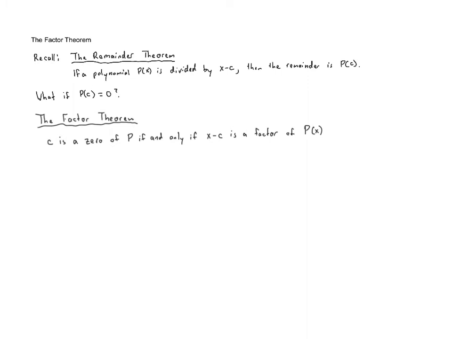This can be very useful for us. If we can find a number that is a 0 of the polynomial, meaning when we plug it in, we end up with a function value of 0, that will give us a factor of the polynomial. Let me show you how this is helpful. We'll look at an example.